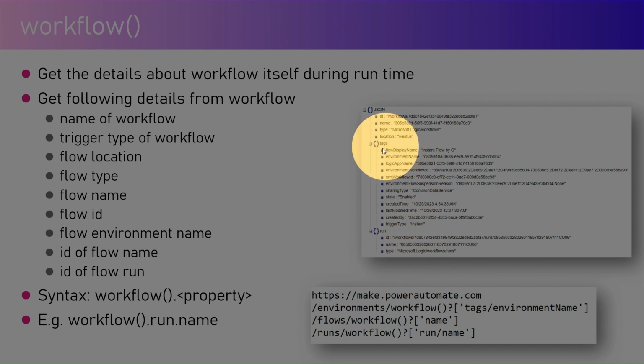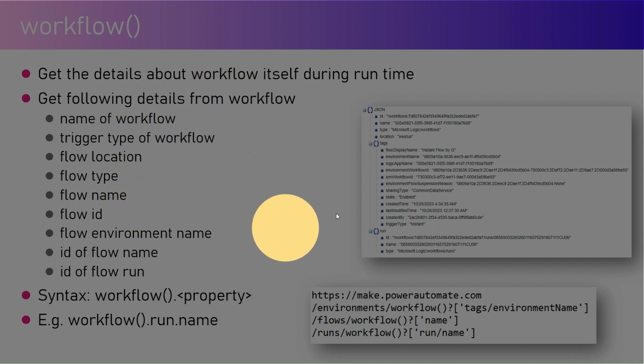Here, what you actually see when you build a flow, the flow display name, you can see over here, then the environment name, logic app name, which is in GUID format, and so on and so forth. It can also show you the state, when it was last created, and what the trigger type is. Now, what are we going to do with this information?